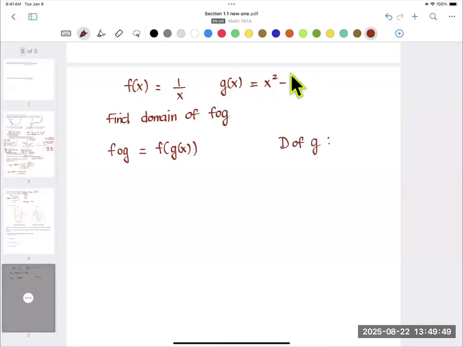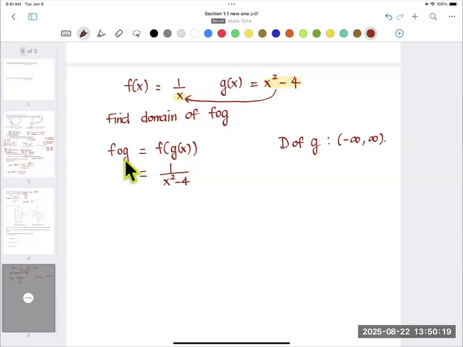So in the function g of x, we can see this is a polynomial. So when it's a polynomial, the domain is all real numbers, right? It's all real numbers. Now we're going to evaluate or find out what is f of g of x. So f of g of x has g as the input. So we're going to replace all the x values in my function f by the input g of x. So my new expression for f of g will be 1 over x squared minus 4.